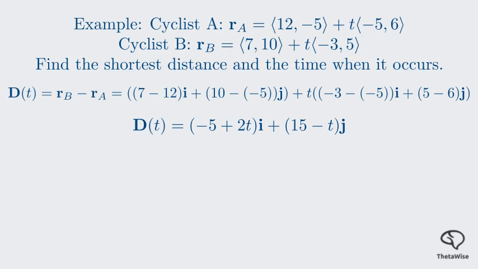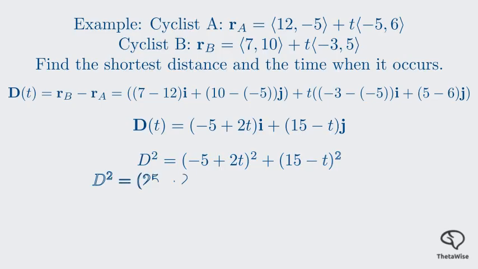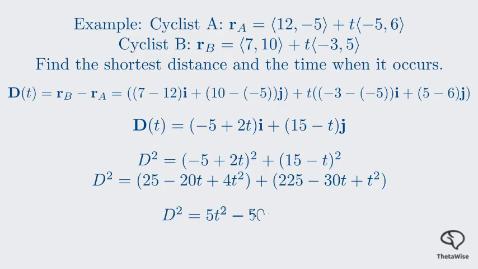Now we'll minimize d squared, which is the magnitude of dt squared. We square the components and add them. This gives us (-5 plus 2t) squared plus (15 minus t) squared. Expanding this out gives us 25 minus 20t plus 4t squared plus 225 minus 30t plus t squared. Combining like terms, we get a quadratic in t. The squared distance, d squared, is 5t squared minus 50t plus 250.